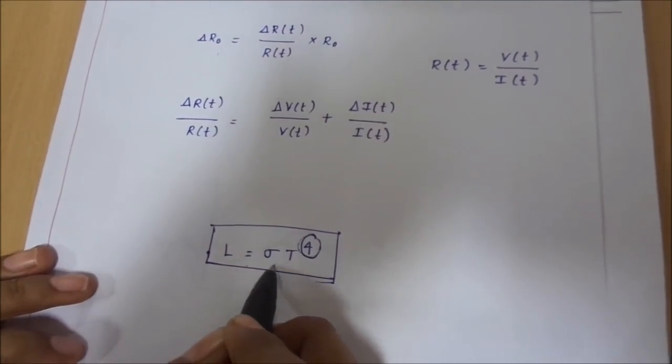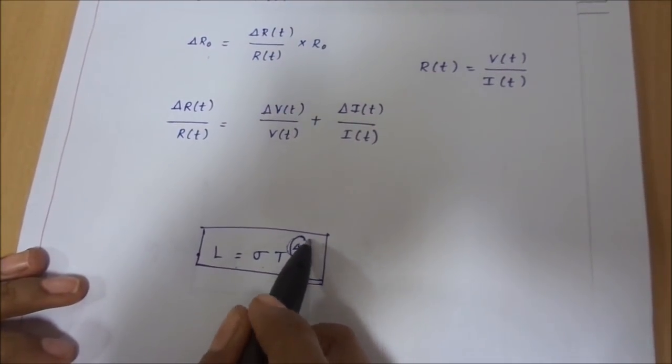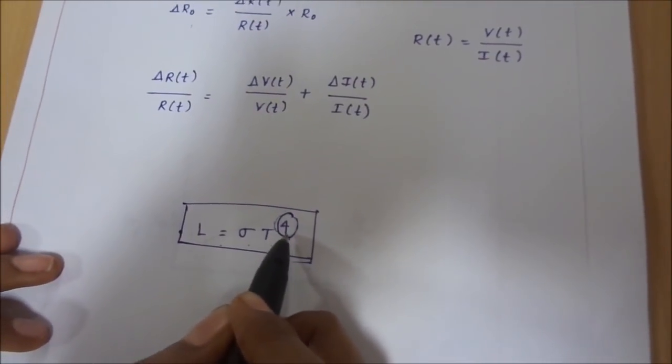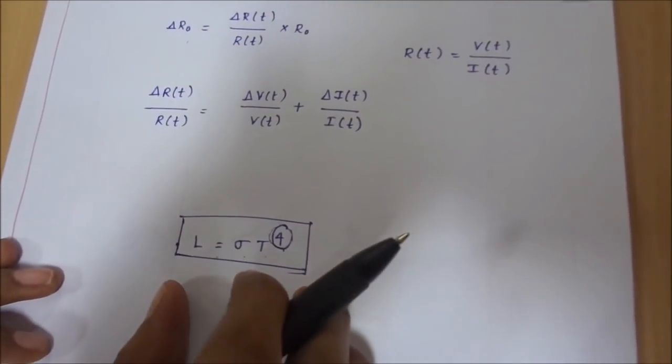L is equal to sigma into T power 4. So we got the slope value around 4. Hence we verified Stefan's law.